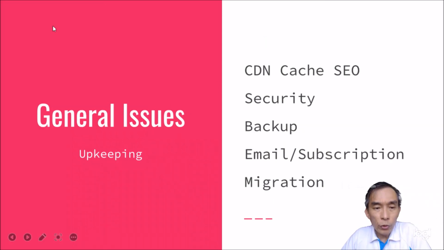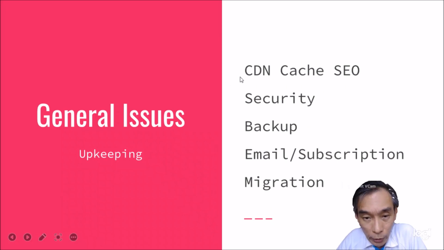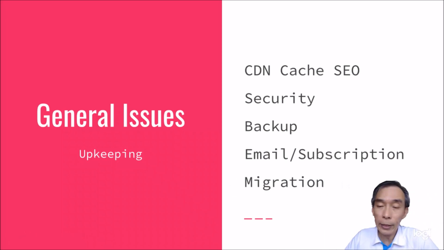General issues of upkeep, just to summarize here, usually include caching, SEO or search engine optimization, and a content delivery network for your loading and easy search by your users. Security is very important. You need to learn how to do backup and email integration into your website. And of course, it is important to learn how to do migration in case your website is not going to stay permanently with one server company.